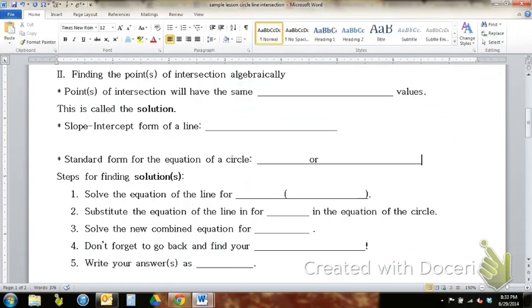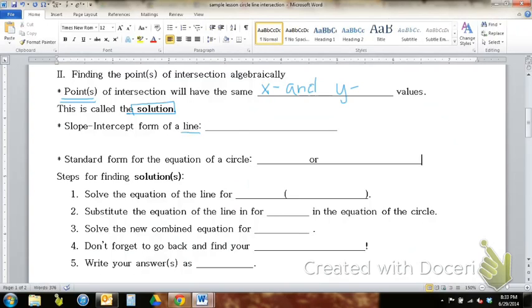Okay, so what they're going to ask you to do is to find the points of intersection algebraically. And all algebraically means is to find the solutions by hand. Don't use your calculator, actually do the math yourself. Now let's think about points of intersection. Remember, it's a point. So points will have the same x and y values. Okay, so the points are going to have the same x and y values. These points, or this one point, is called the solution. So you might hear the directions say find the points of intersection or find the solution. It means the same thing.